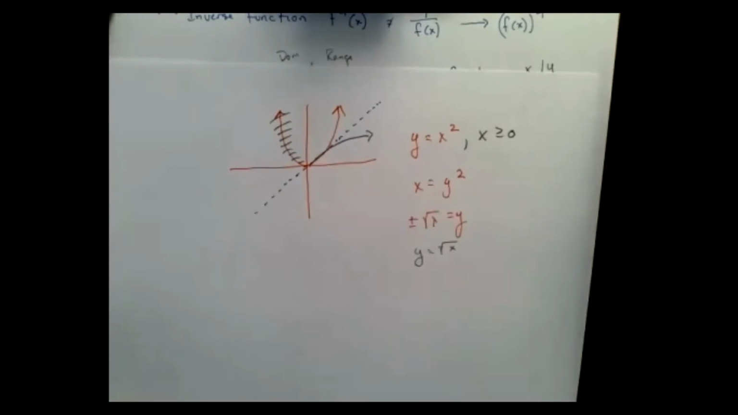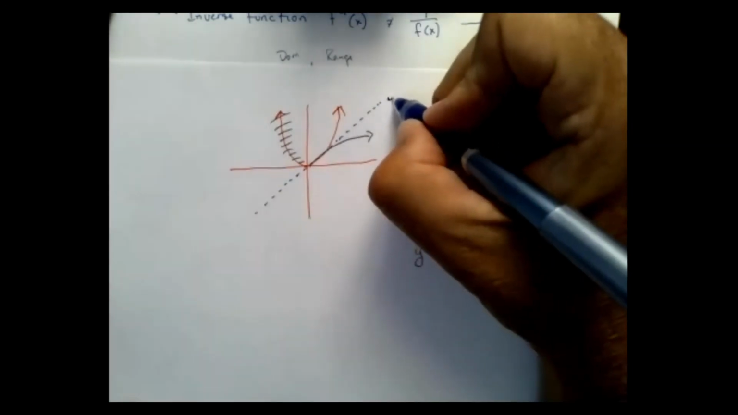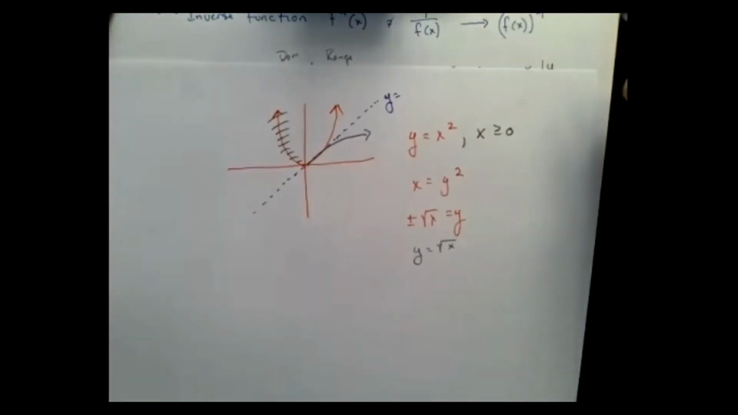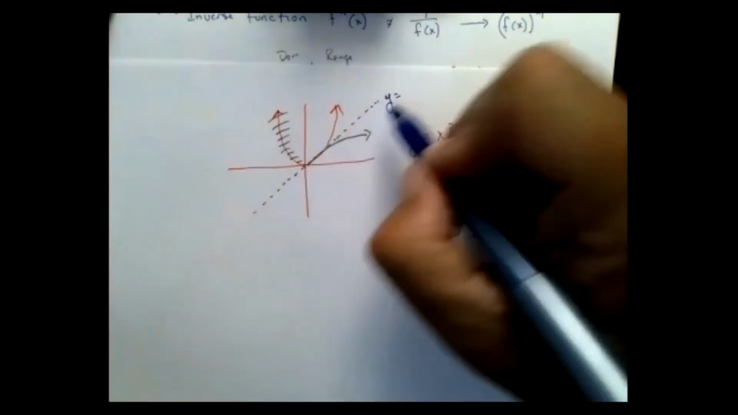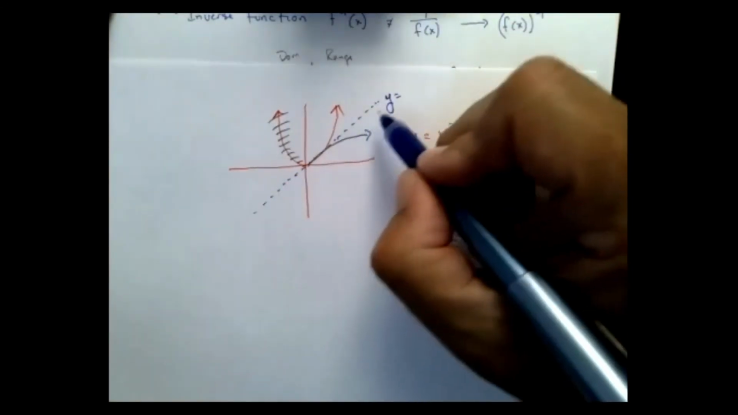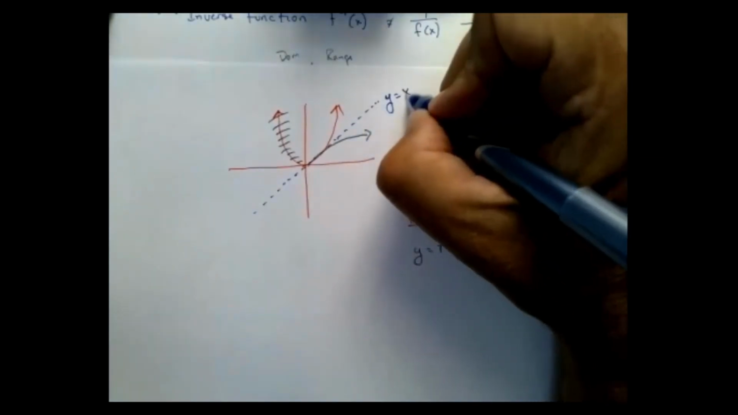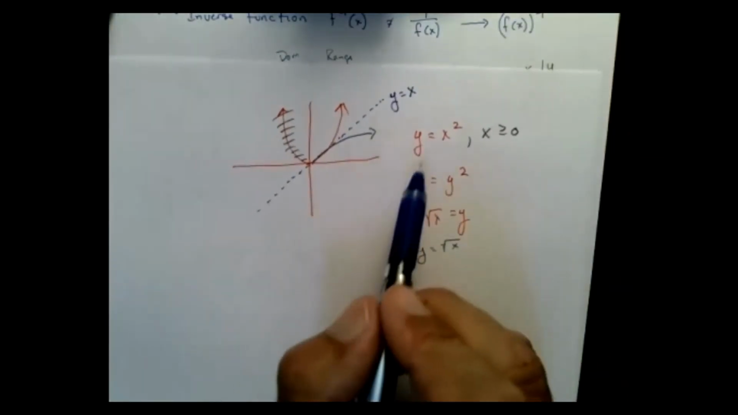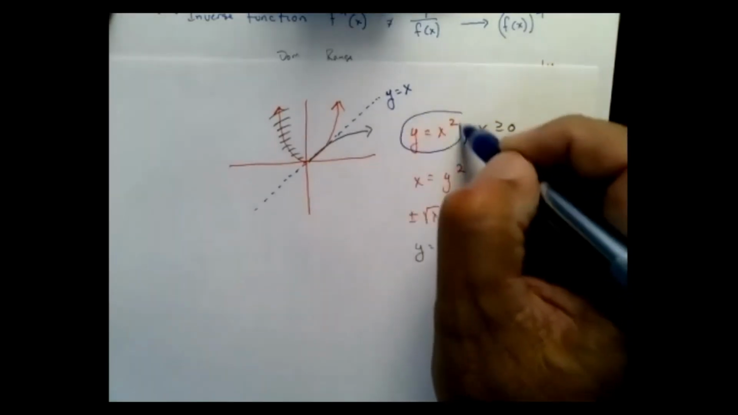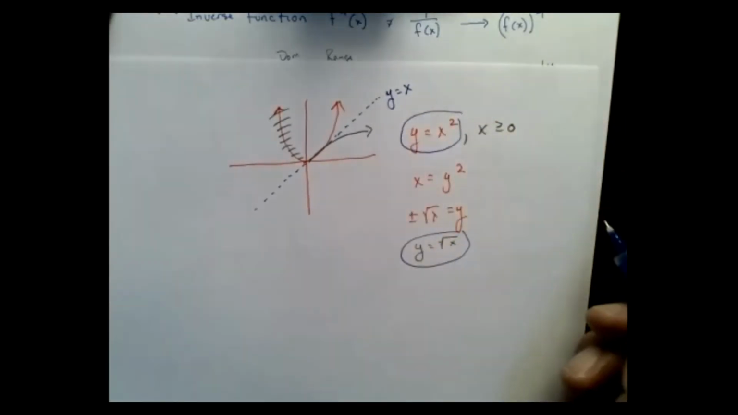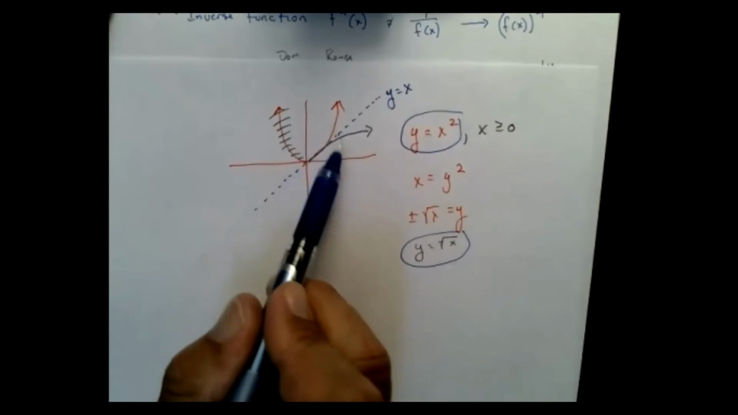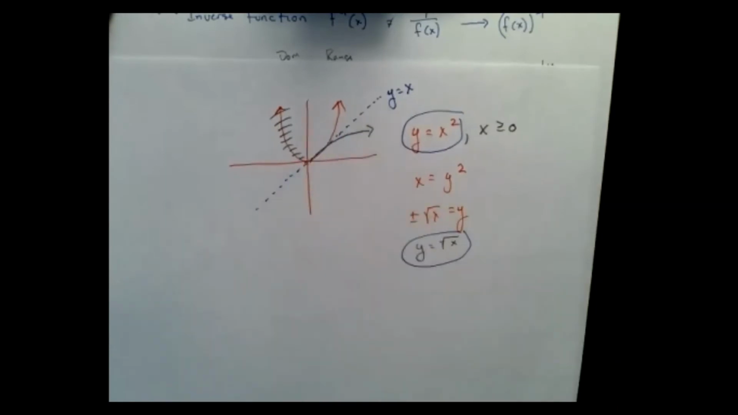Anybody remember what that line is? Don't say it. Asymptote. Yeah, it's an asymptote. It's a line of symmetry. Okay, and this was the line y equals x. And if I graphed something and I graphed its inverse, they would be symmetrical over the line y equals x.